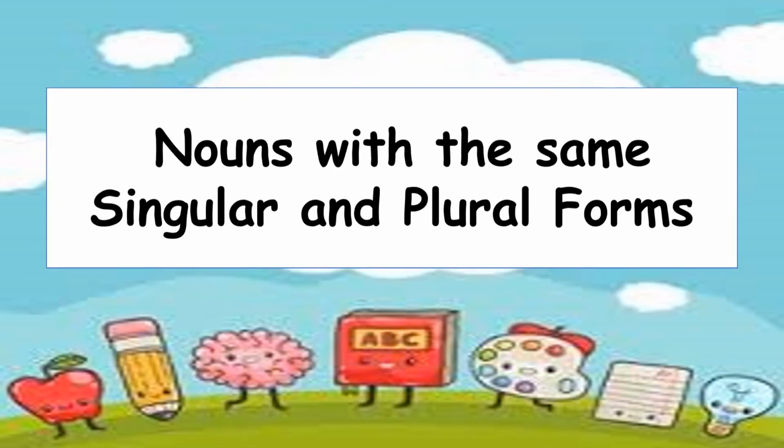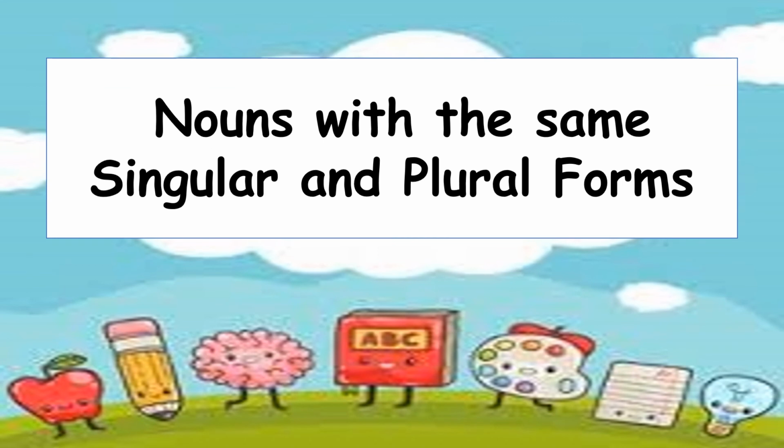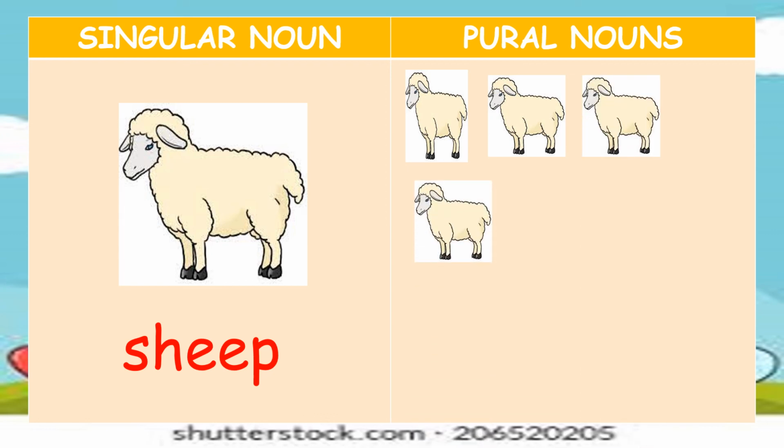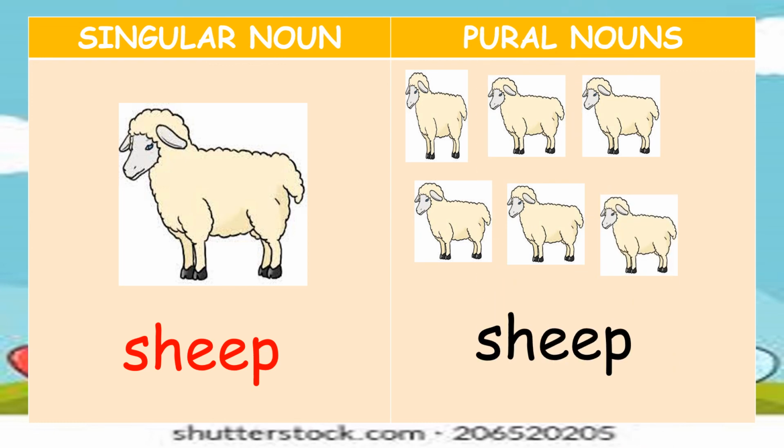Before I end this lesson, let me inform you that there are nouns with the same singular and plural forms. What animal is this? This is a sheep. How many sheep do you see? There's only 1, right? Okay, so 1 sheep. What if it's 2? Are you going to say sheeps? No. Even if it's 2, 3, 4, 5, 6, we still say sheep. 2 sheep, 3 sheep, 4 sheep, 5 sheep, 6 sheep, 7 sheep, etc.